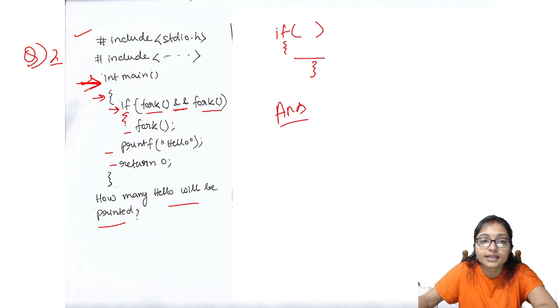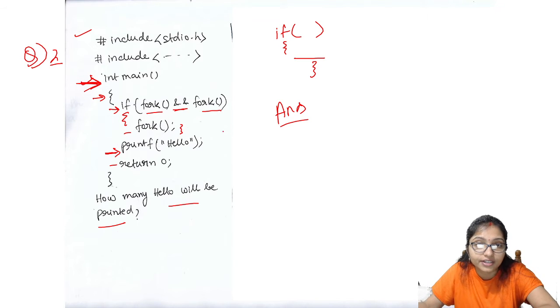Means the fork is under the if condition. This printf is outside the if condition. Is it or not? This printf is not inside the if condition. It is outside the if condition.